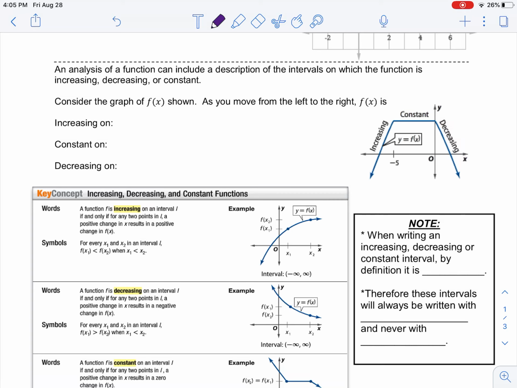The first sentence here says, an analysis of a function can include a description of the intervals on which the function is increasing, decreasing, or constant. Consider the graph of f of x shown as you move from the left to the right. F of x is, so now we want to write the intervals on which it is increasing, constant, and decreasing. So whenever you're doing this, you're always looking from left to right. And as you're looking from left to right, if it's going upward, it has an upward slope, then it's increasing. If you look from the left to the right and it has a downward slope, it's decreasing. And then if it is horizontal, then there is a constant there.